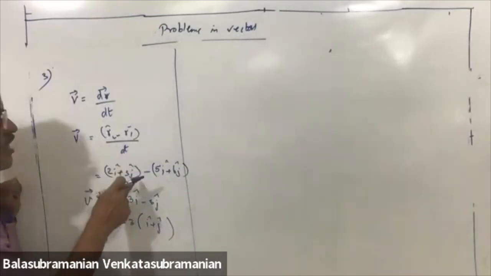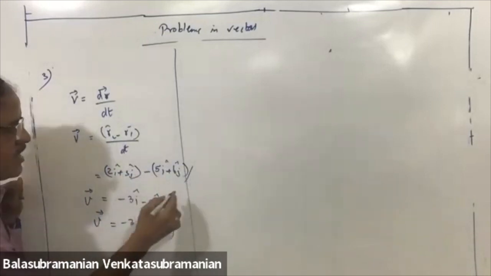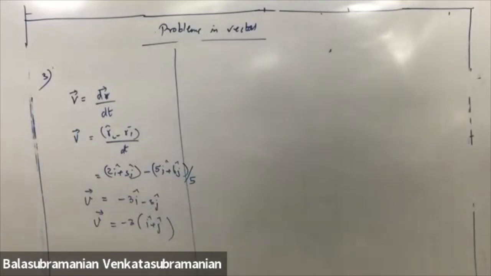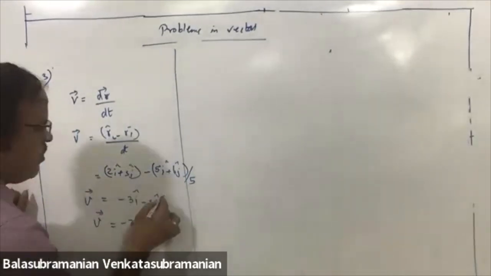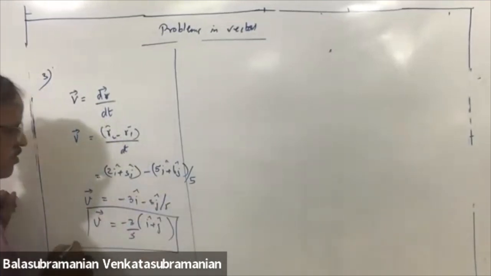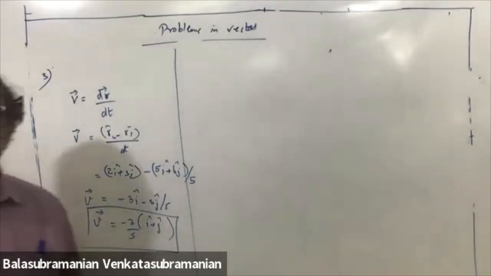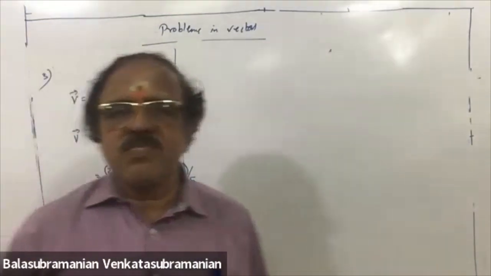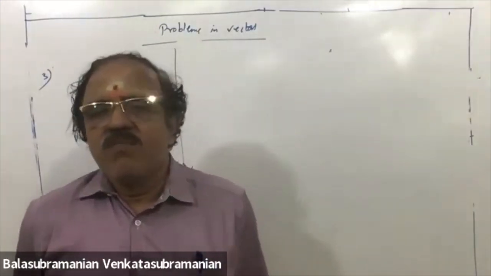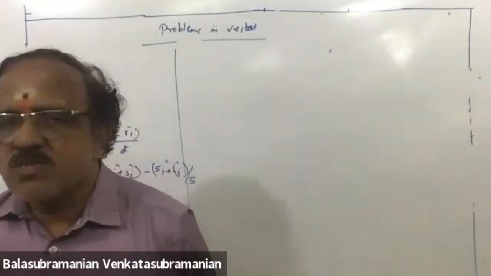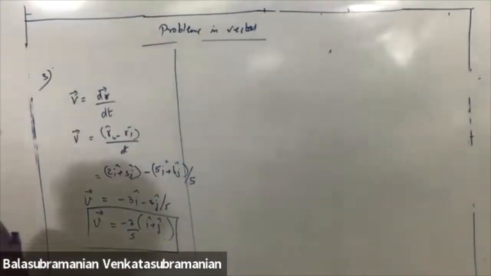This is displacement by time. What is time? 5 seconds. Yes, it is 5 seconds. By 5. So minus 3 by 5 into i cap plus j cap. This is the velocity for the given R1 and R2 values in a time t.